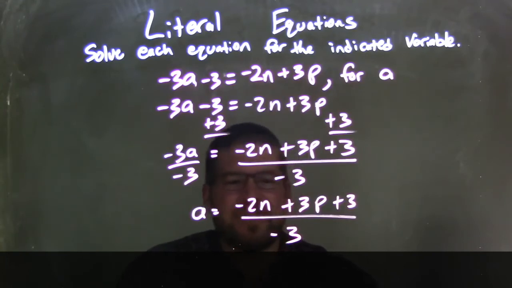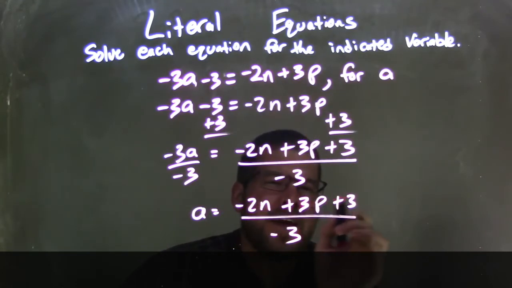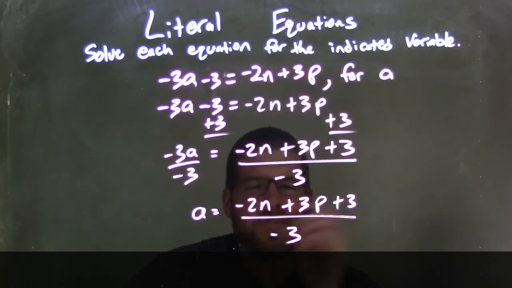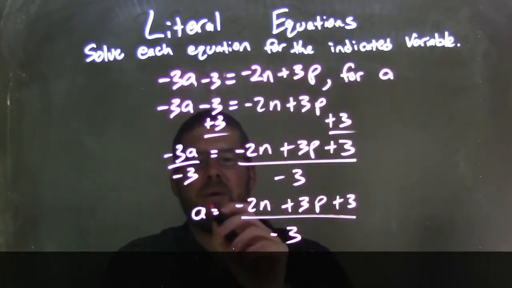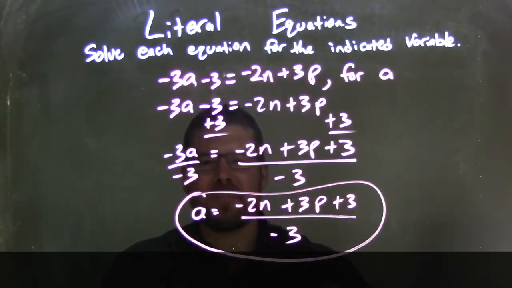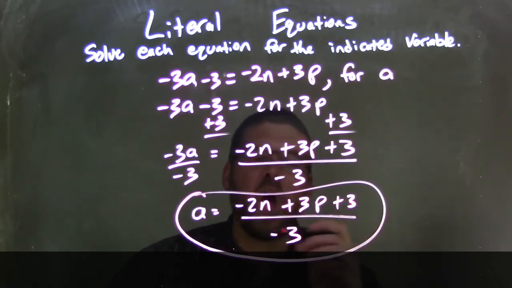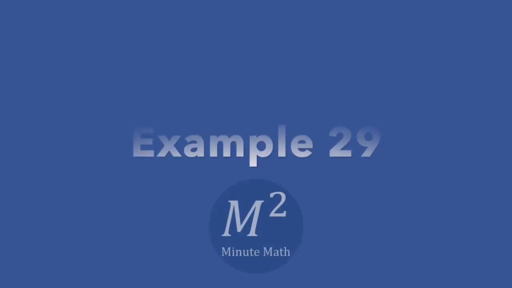Some people might do things differently, where they want to divide the negative into all parts, so that this becomes negative, now positive, this is positive. I don't think it's necessary. I think it's fine the way it is. A is by itself, and there we go. Our final answer is a equals negative 2n plus 3p plus 3, all over negative 3.